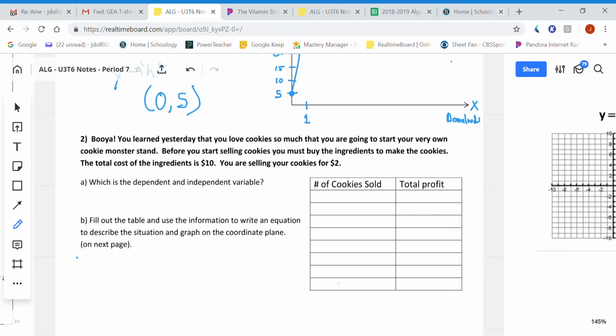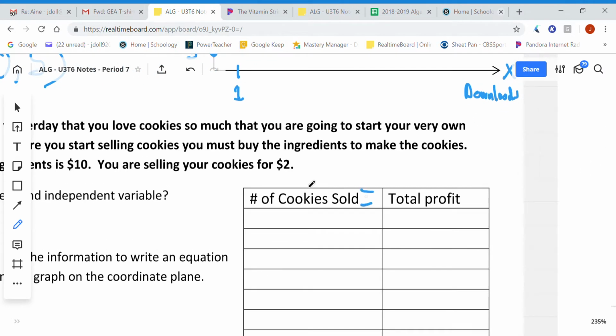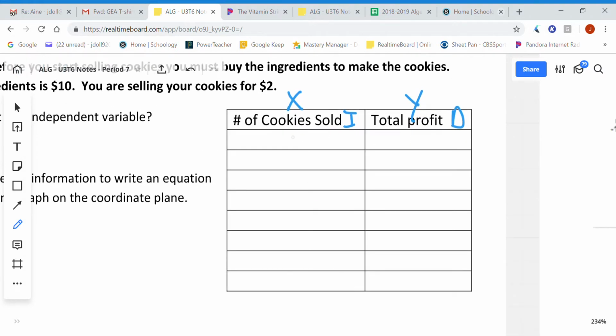So you started a cookie selling business. Independent, dependent. So independent is the number of cookies and dependent is the total profit. You're going to make whatever you sell. So cookies sold comes first, then profit comes second. So we have X and Y here. So how many cookies can I sell? Well, I can sell nothing. And then 1, 2, 3, 4, 5, 6, 7, and so forth.